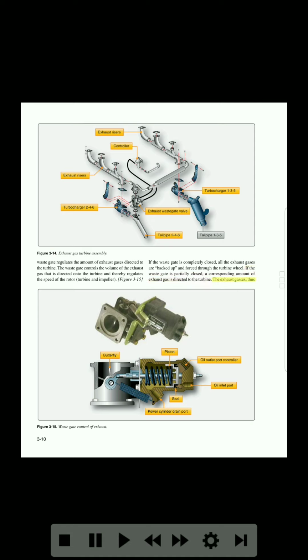The exhaust gases, thus: butterfly, piston, oil outlet port controller, oil inlet port, seal, power cylinder drain port. Figure 3-15. Wastegate control of exhaust.